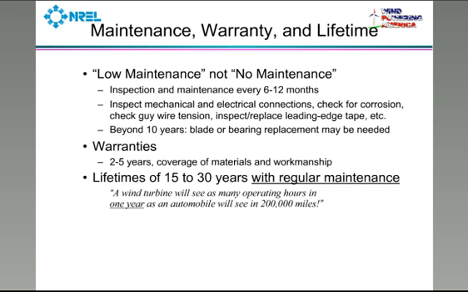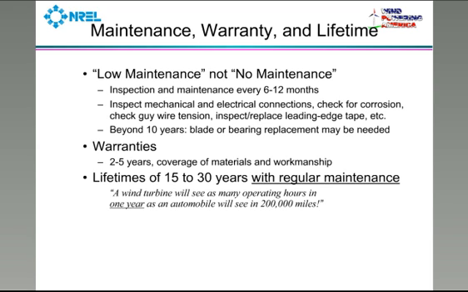Maintenance, warranty, and lifetime. It's low maintenance, not no maintenance. At least an inspection every 6 to 12 months. There's a laundry list of things to check for. Most of them are like loose connections, corrosion, things like that. Now, as you get into year 10 and beyond, you can expect to occasionally replace a subcomponent.